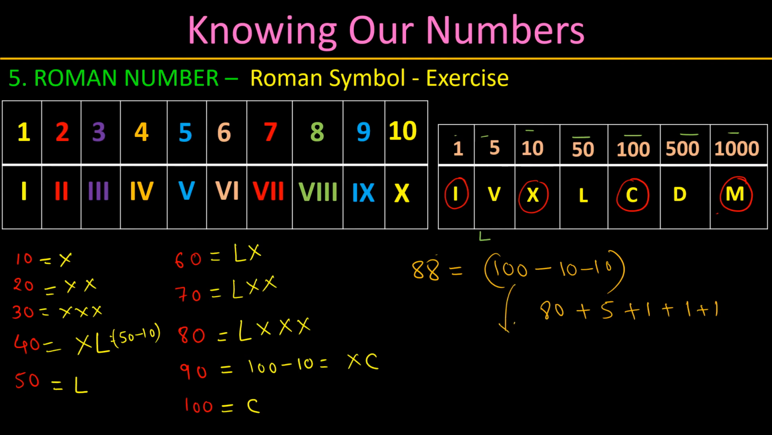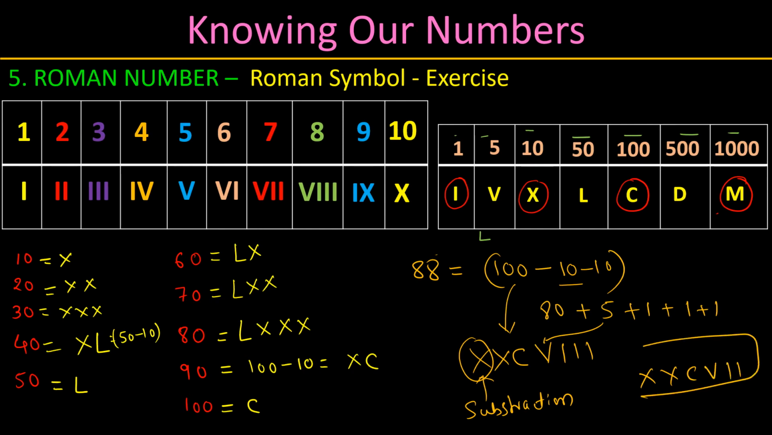You see here, C is 100. X at the back side, this can be written, but this cannot be written. This place is not for subtraction. And if you write, you put here 5 and 1 1. If you write like this, XXCVIII, this is totally a wrong concept. Why? Because this X is repeated on the left side twice, 2 times, which is not allowed.